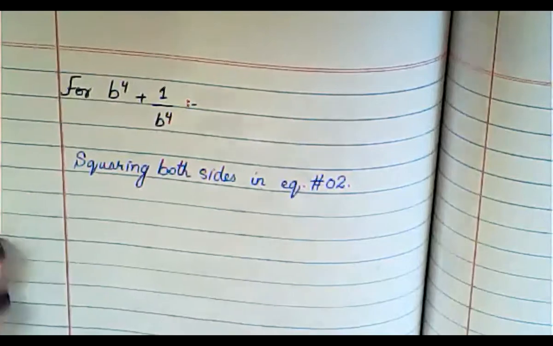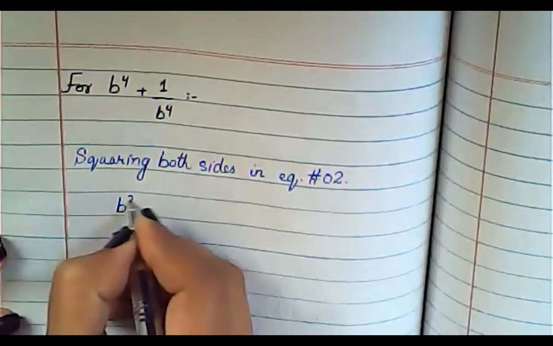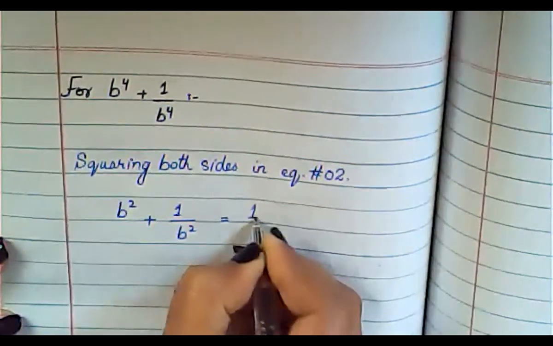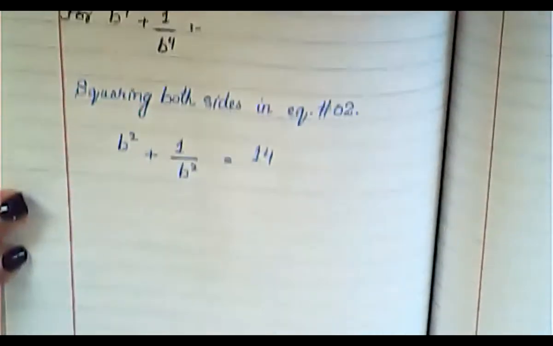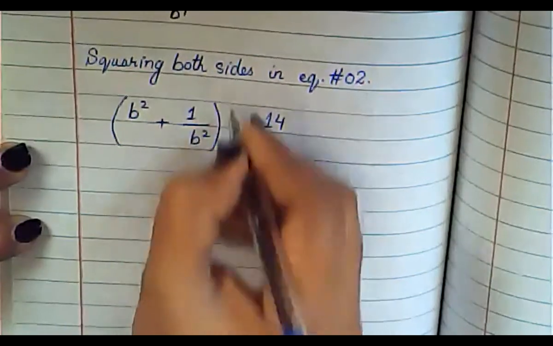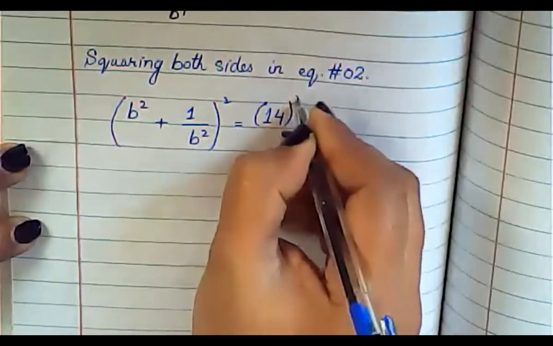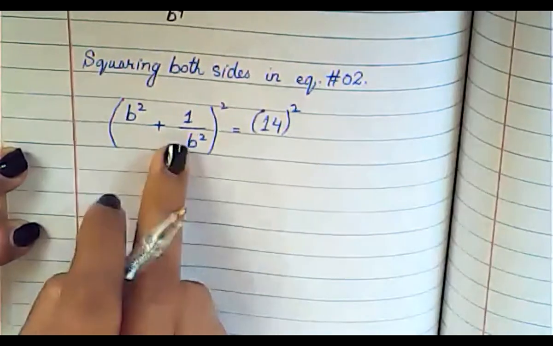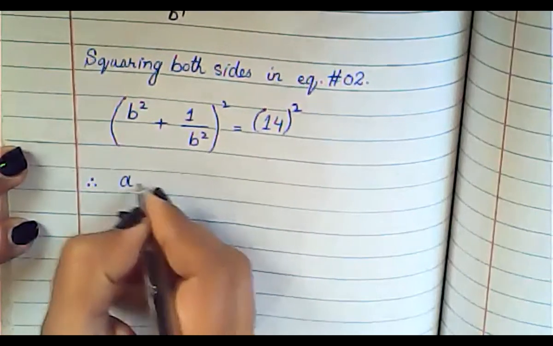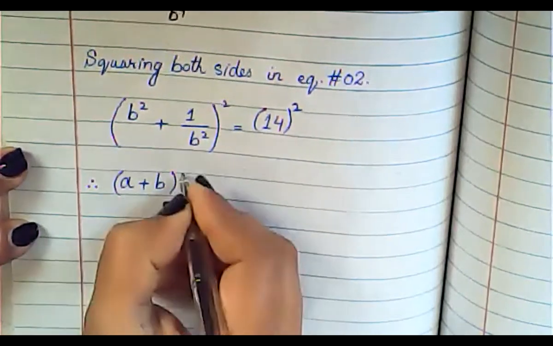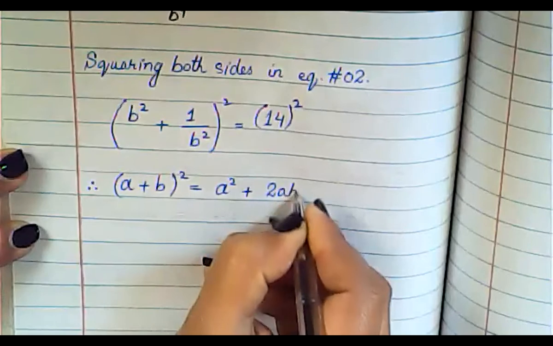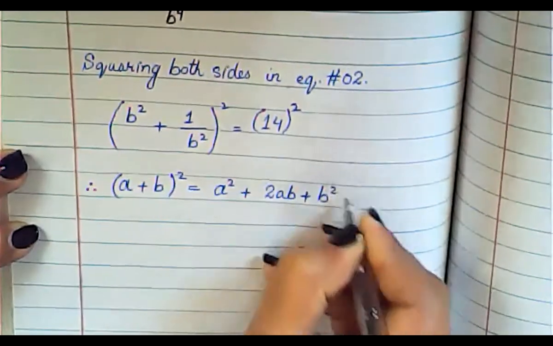Now what was your equation number 2? Your equation number 2 was b square plus 1 upon b square is equals to 14. Remember? Now you have to take the square of it. How will you take the square? You will simply make the square over all square. Now here you have b square plus 1 upon b square whole square. So again you will apply the formula here. A plus b whole square is equals to a square plus 2ab plus b square.